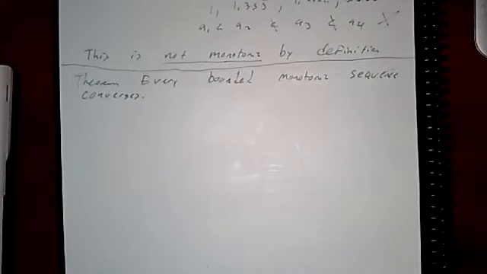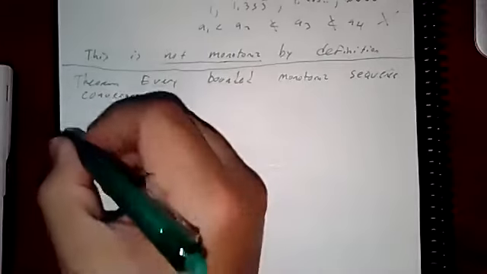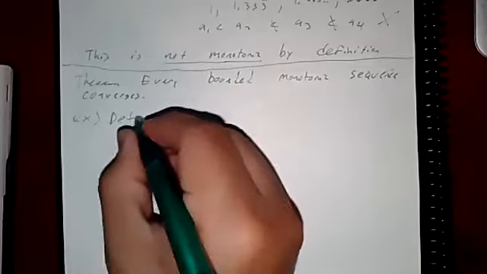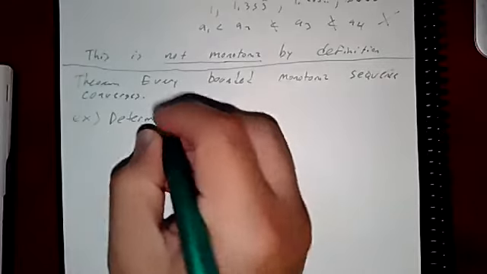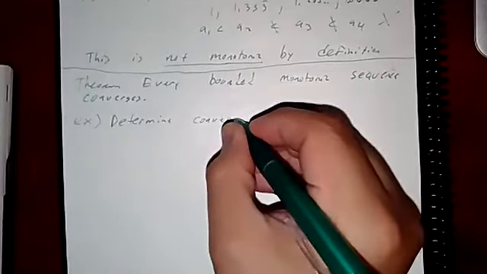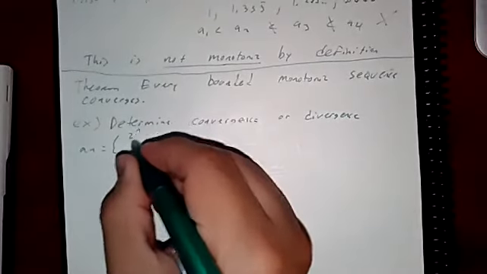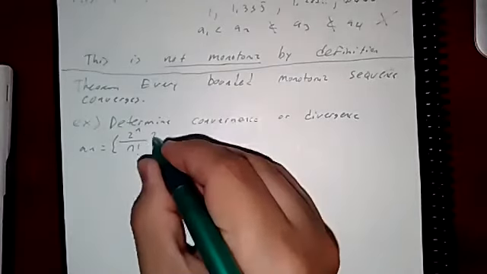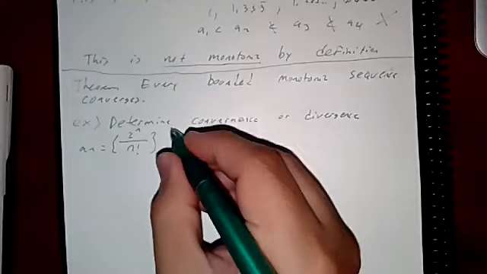One last example. Just noticed it. Oh well. Determine convergence or divergence. So a sub n is equal to 2 to the n over n factorial from n equals 1 to infinity.